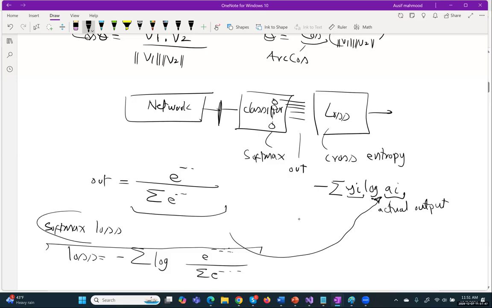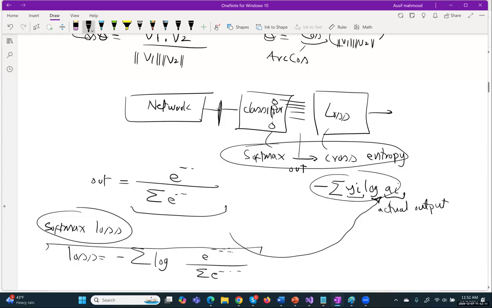Some people will say it really is not a separate loss. What it means is it's softmax followed by cross entropy loss. So together we refer to it as softmax loss. Technically, in my opinion, it's wrong to call it softmax loss. The loss is really cross entropy, right? But what I'm trying to say is this formula effectively, if I substitute the output, becomes like this.